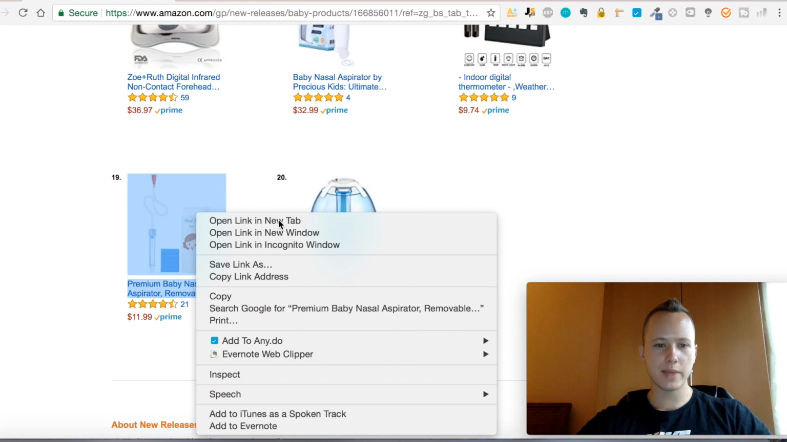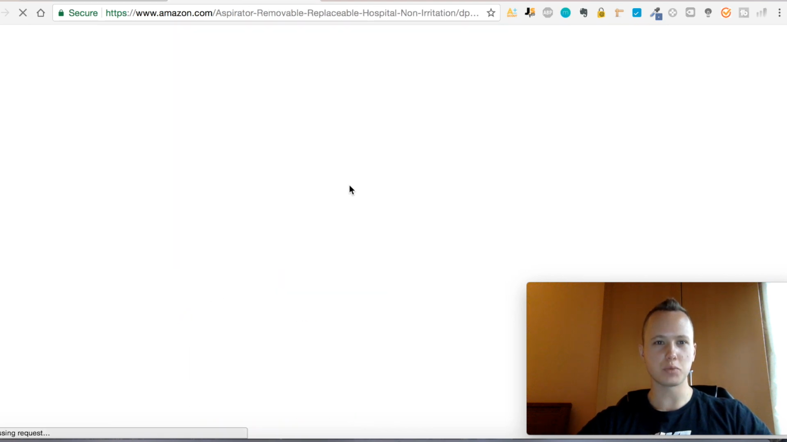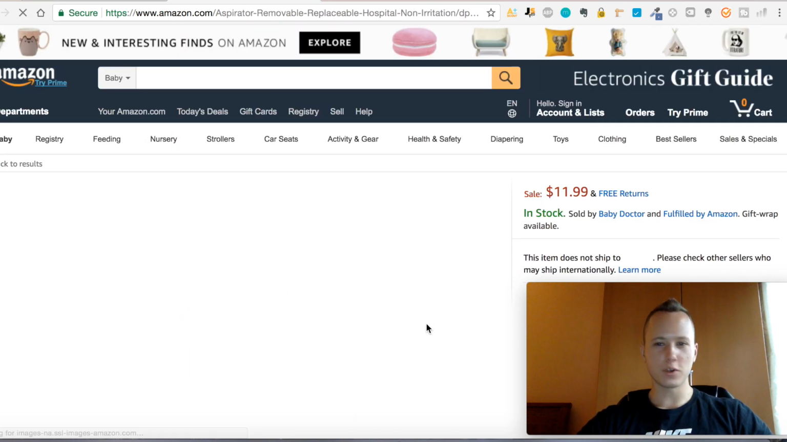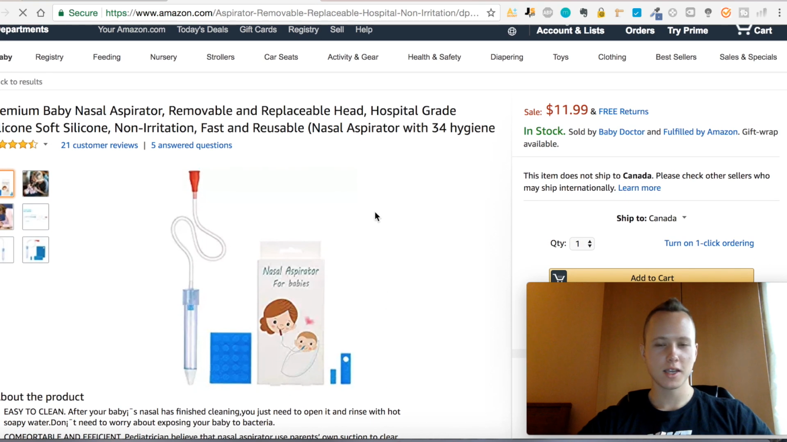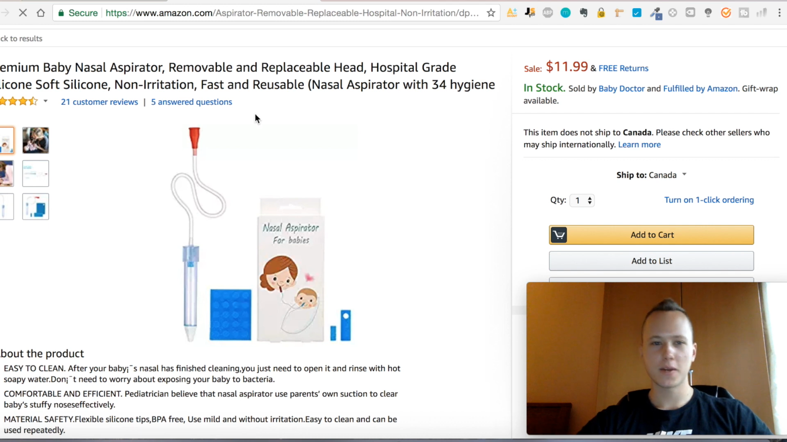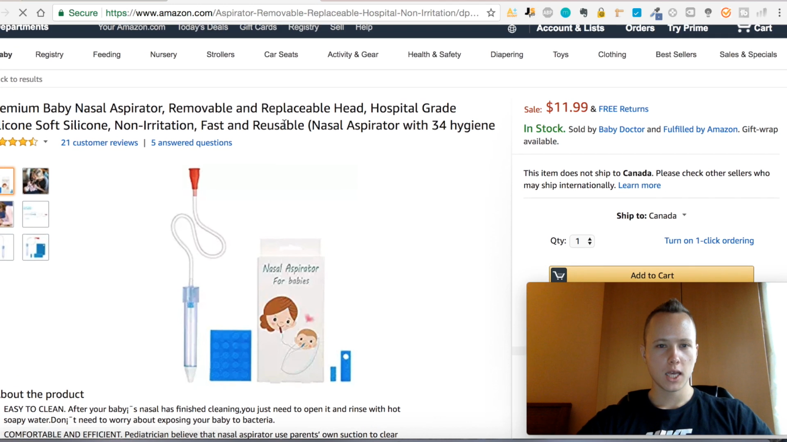Okay, so we found a baby nasal aspirator. I don't even know what that is, but there's always a saying, the less you know about a product, or the weirder the product is, the better it will sell. Not always, but that's just the rule of thumb with Amazon. So, okay, premium baby nasal aspirator has 21 reviews, low price point. We always want to look for at least $12. So this is at the low end, but you can still make money. I think it's like a $5 to $6 profit on this thing.